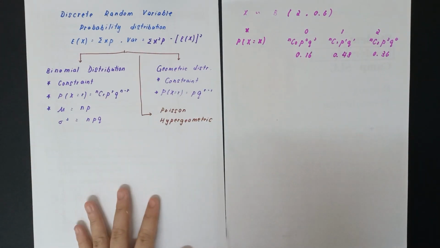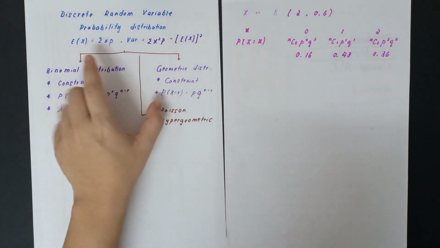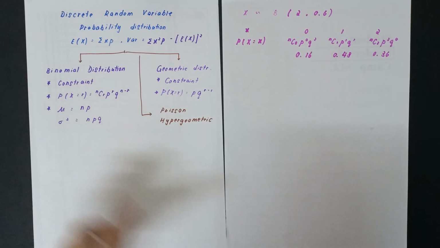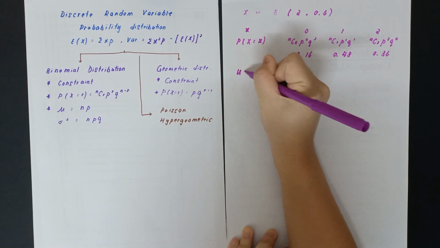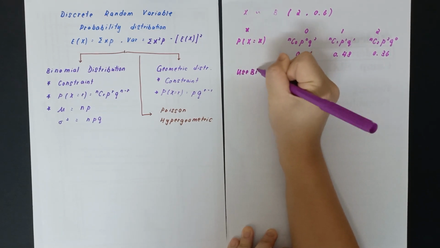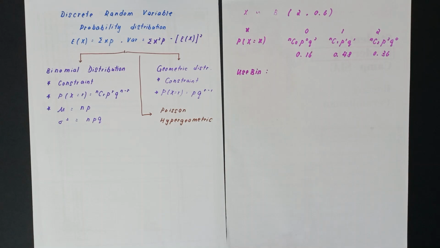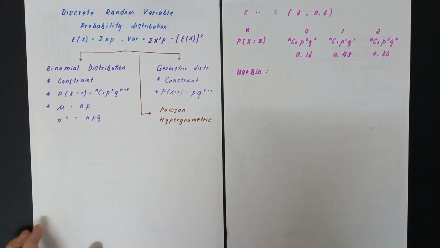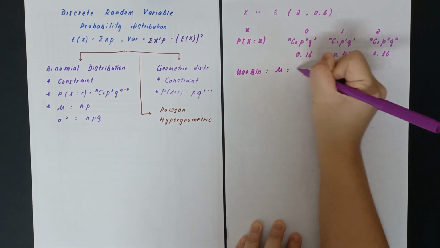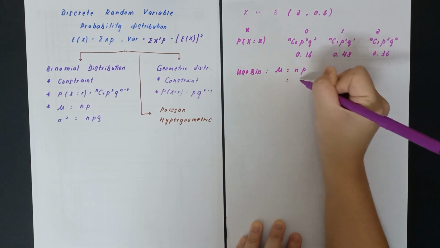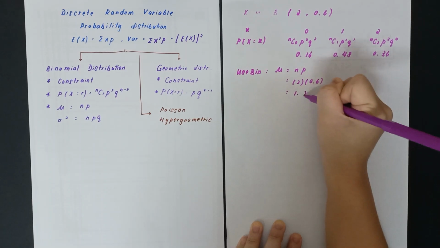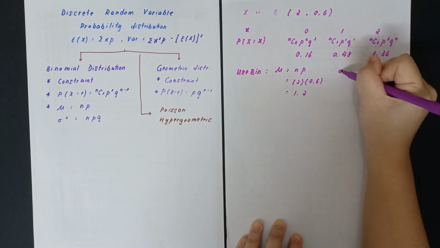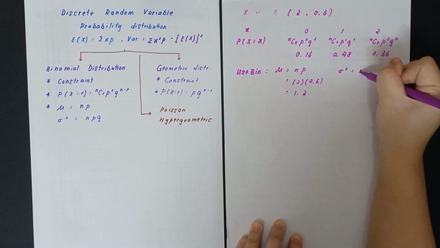Since you have different formulas for the discrete random variable for expectation and variance, I have another one for binomial also. So let's see, if you use the formula under binomial distribution, how do you find the mean? The mean will be equal to NP. The N will be 2, and the probability is 0.6, so you have 1.2. Then for your variance, it will be equal to NPQ.